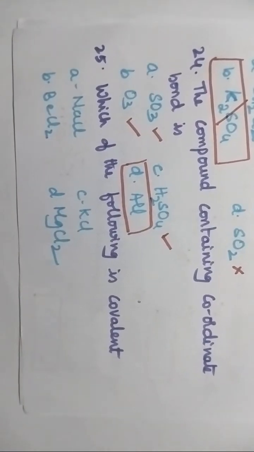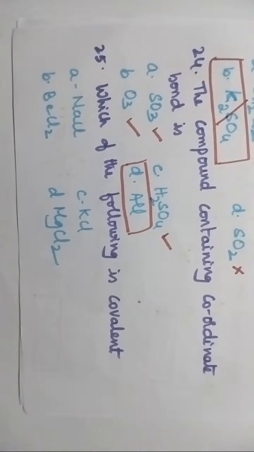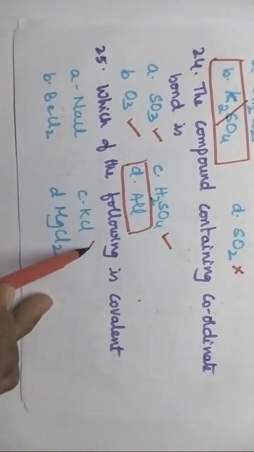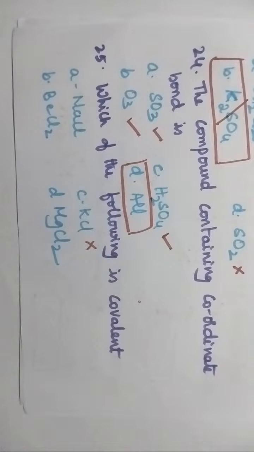Okay. Coming to the 25th question. Which of the following is covalent? You have to identify the covalent compound. Now you identify which of the following is covalent. What is that? KCl. KCl is an ionic compound. If you are not having any idea, you better think in backward, in other way. So you identify ionic compounds. Then you will get the answer.